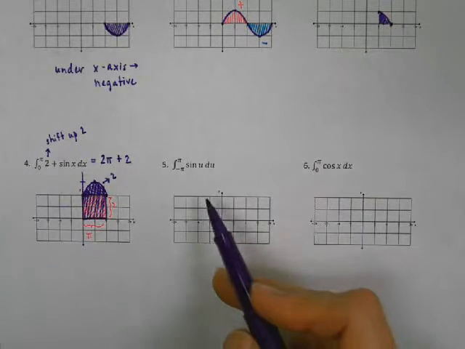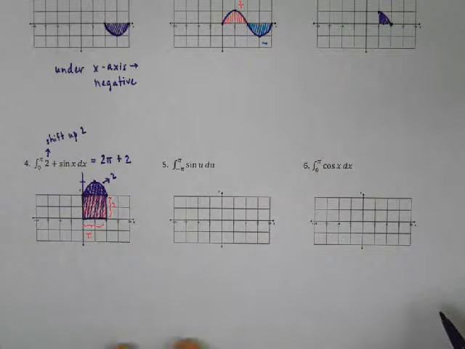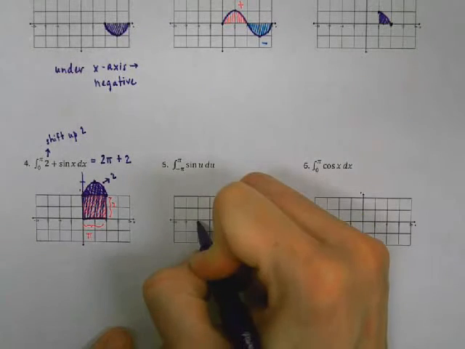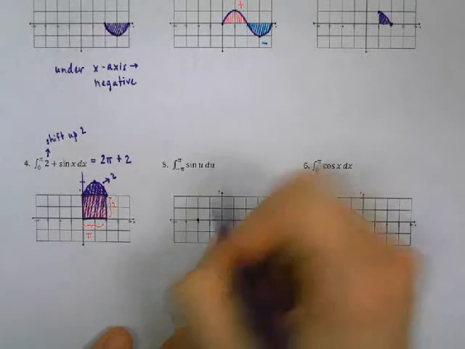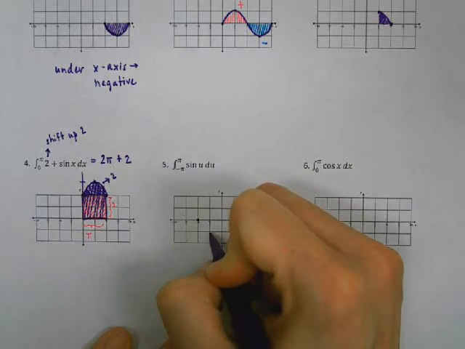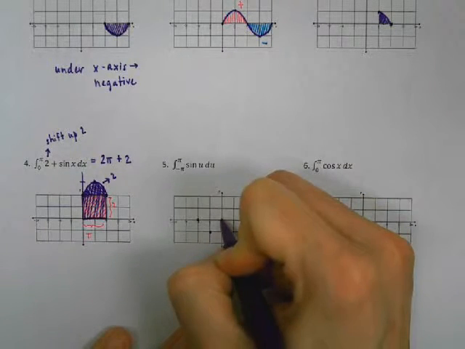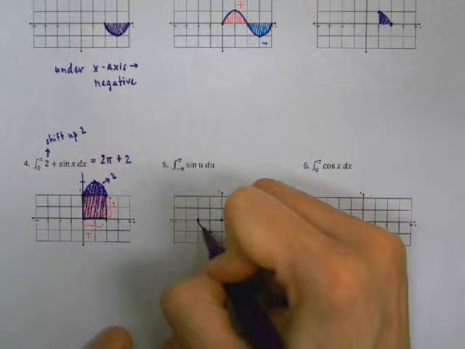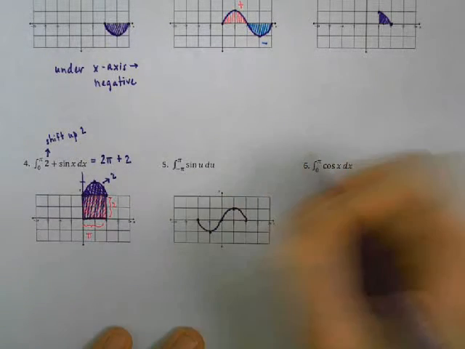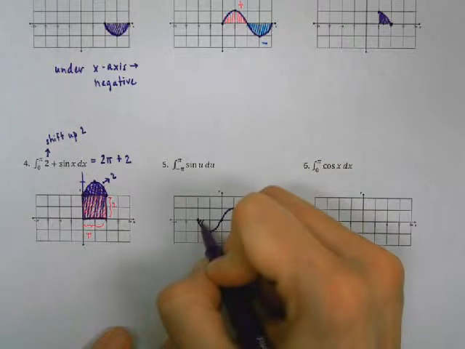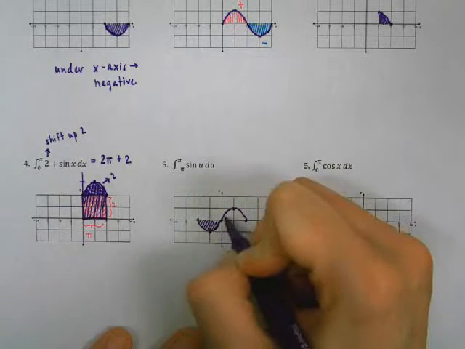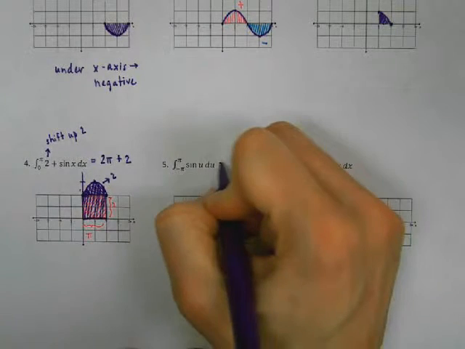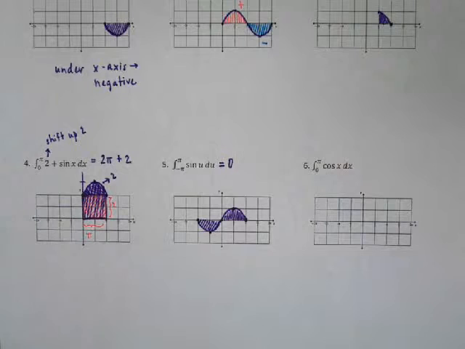All right, next one is negative pi to pi. Okay, so we're going to graph our curve. Again, at negative pi, I'm 0. If I have negative pi over 2, I'm going to have negative 1. 0 is 0, pi over 2 is 1, and pi is 0. So very much like number 2 above, since I have a negative and a positive area, the value of that integral is going to be 0.